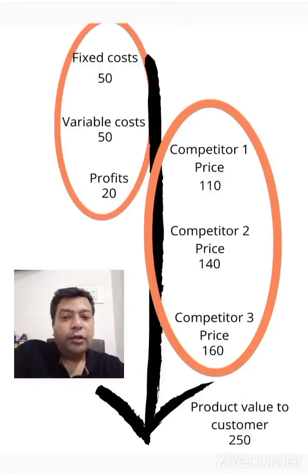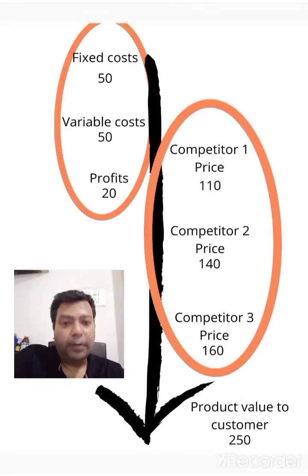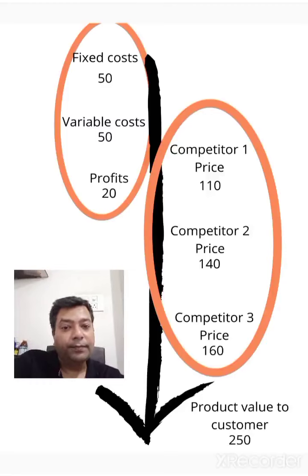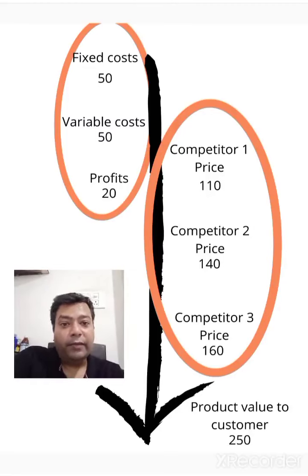Hi there. Today we're going to figure out pricing for your product. So there are three kinds of strategies you can use. Number one, your cost plus strategy. Number two is your competitor based pricing. And number three is your value based pricing. Now let's look at each of them.